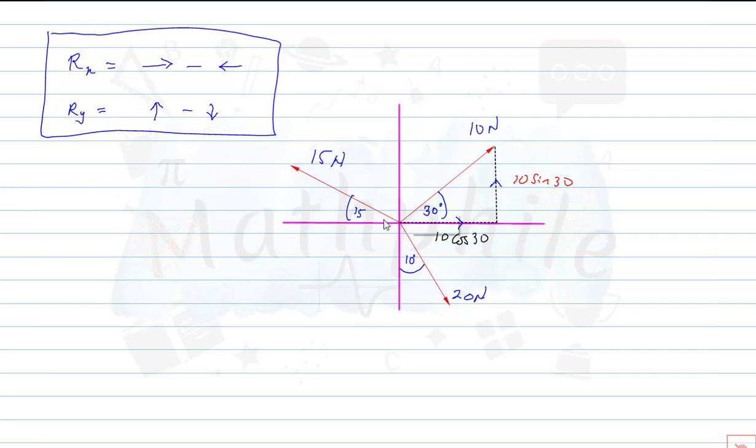Let's go to the 15 newton force. Let's break this into components. So this goes in this direction and this goes to the top.